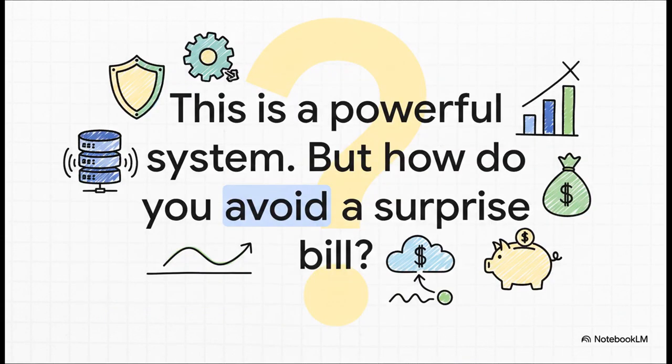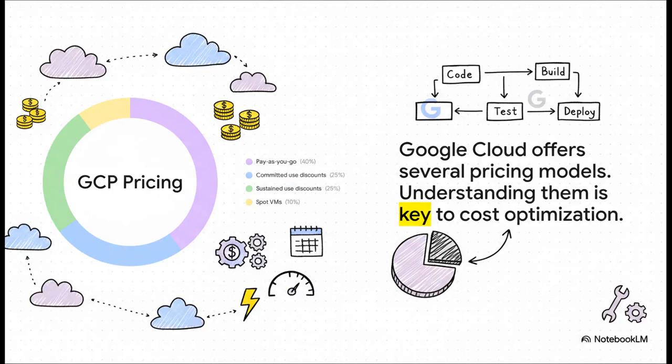So, we've designed this powerful, secure, automated system. It's amazing, but there's one more critical, real-world thing we have to talk about: the cost. How do you run all this amazing automation without getting a heart attack when you see the bill at the end of the month? First, you have to know your options. Google Cloud has a few different pricing models for the computers that power all this stuff. You've got your standard pay-as-you-go, of course, and some discounts if you commit to long-term use.